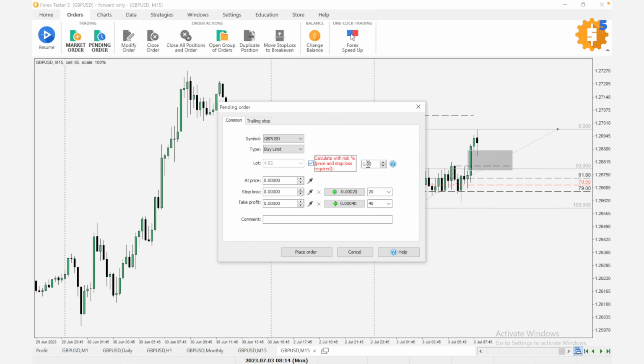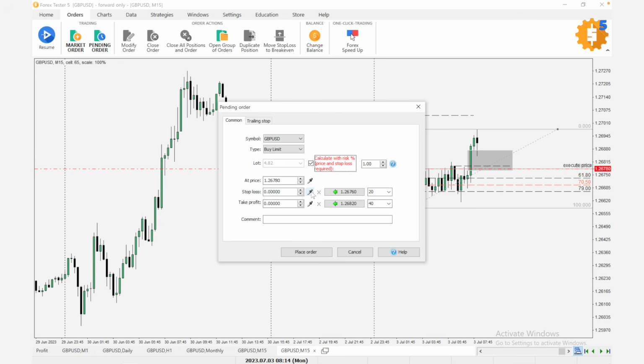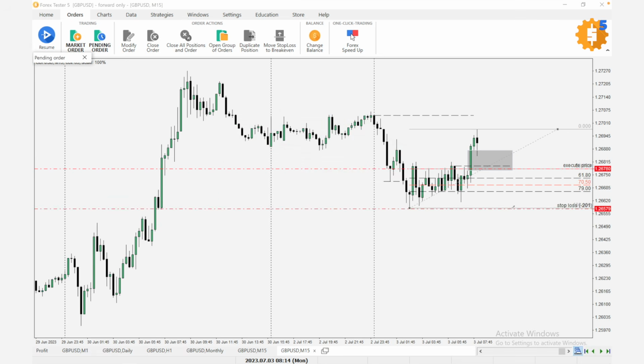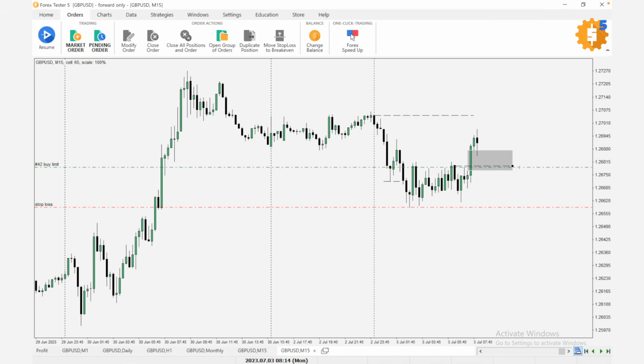Buy limit, 1%, at least 50% discount level. And my stop loss will be just right below the low. Let's place an order and let's get rid of this. It's kind of messy. Let's get rid of the folks. Let's place it back.